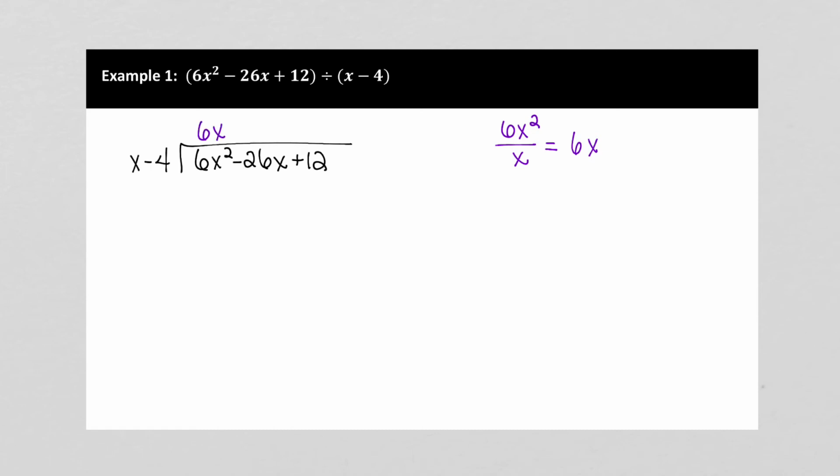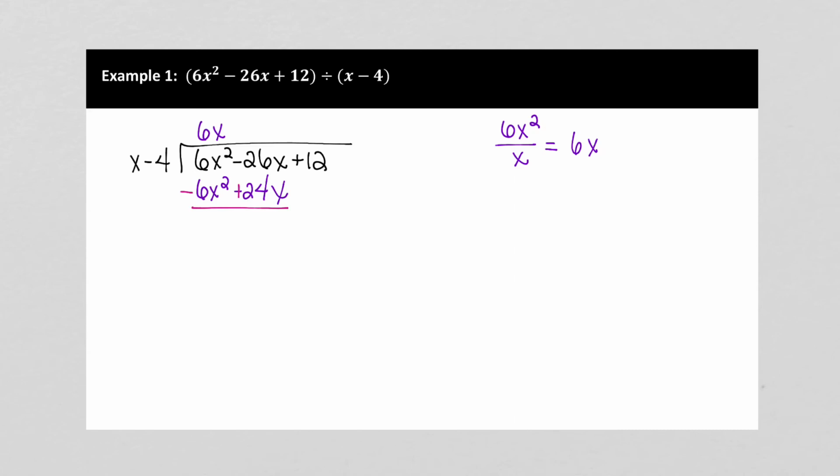You can do it in your head. 6x squared divided by x is 6x. How many times does x go into 6x squared? 6x times. But sometimes it's helpful to do this over to the side so you make sure you don't make a mistake. Then 6x times x better be 6x squared. If it's not, you've done something wrong. And then 6x times negative 4 is negative 24x. Then just like in regular long division, we subtract.